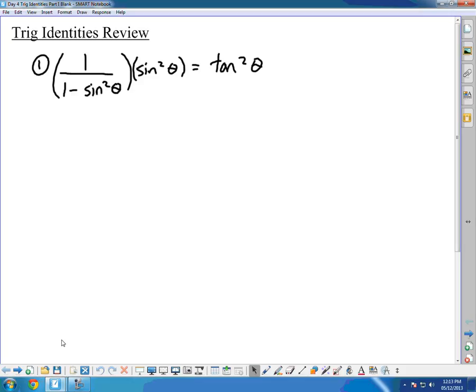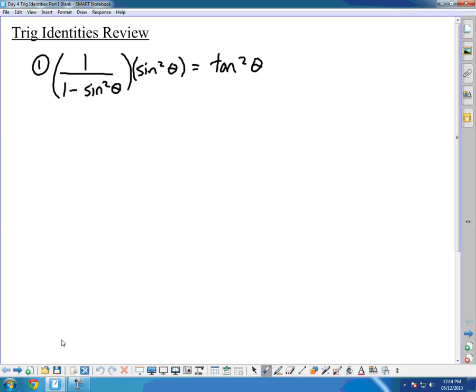So this one, I want you to prove this trig identity. That means I want you to show the left side is equal to the right side. The left side is 1 over 1 minus sine squared times sine squared, and the right side is tan squared theta. So let the supply teacher decide if you want to pause and give everyone a chance to try it on their own. There are going to be 8 that we're going to do today, so we don't want to spend too much time pausing, but I'll let you go from there. And then I'm going to go off and solve it when you're ready.